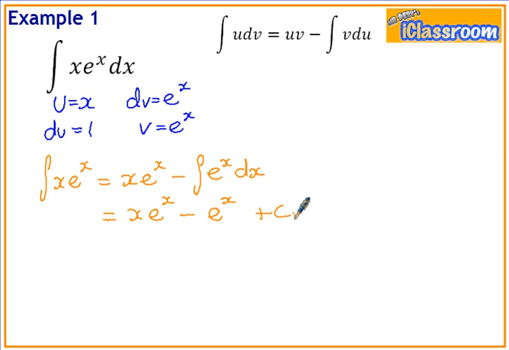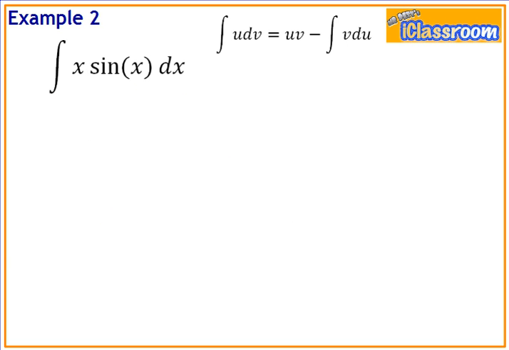And I must just add on my constant. Next example, so you can pause the video to have a go. Again, we want to think about which function do we want to build up, which one do we want to break down. Again, I'm going to break down my x, so u is equal to x, leaving dv to be equal to sine of x.